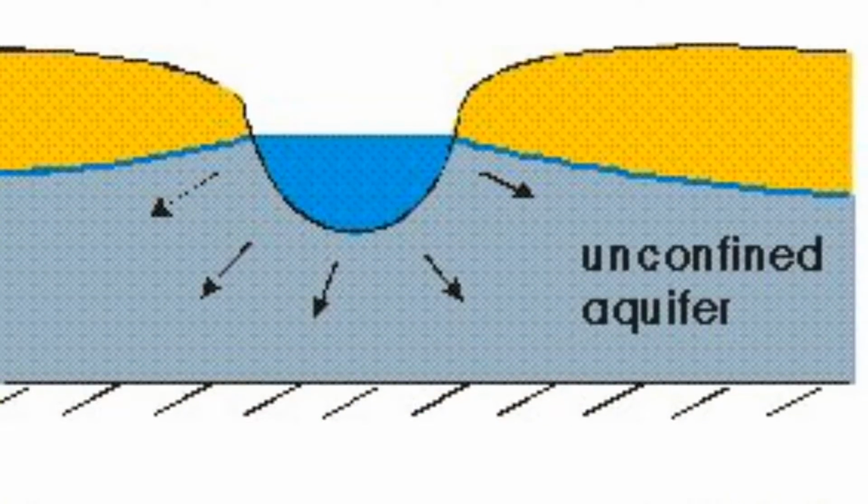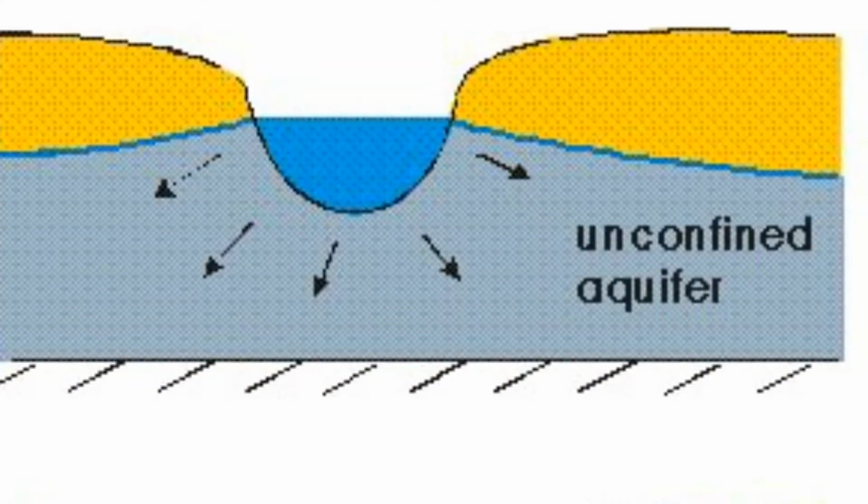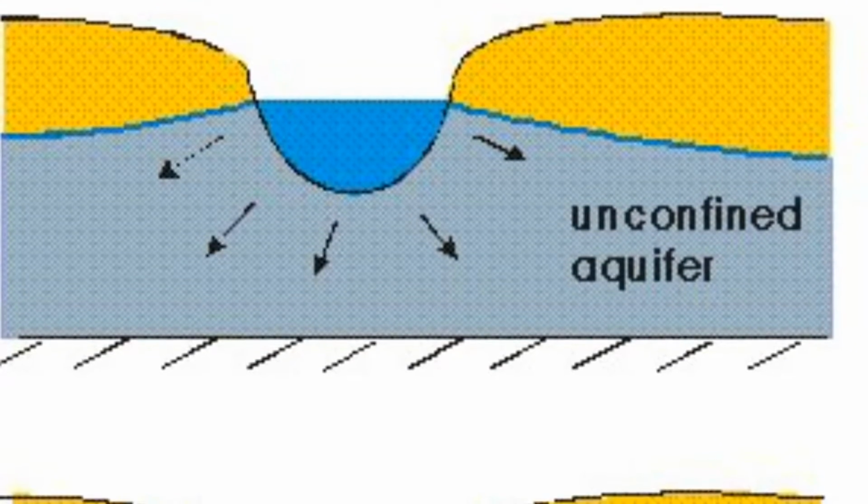Within the fourth image you can see an unconfined aquifer, those into which water seeps from the ground surface directly above the aquifer.